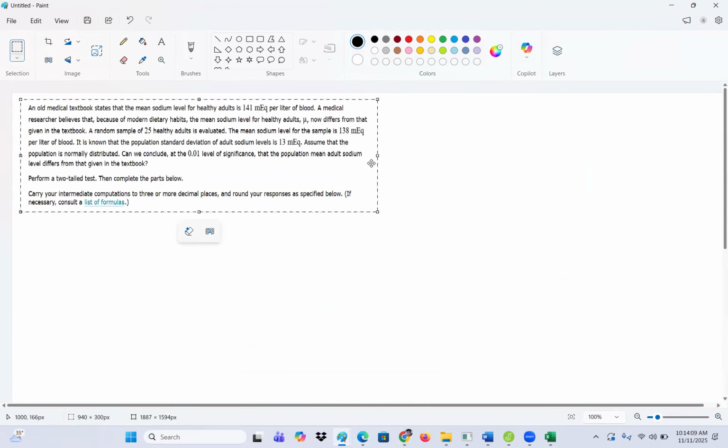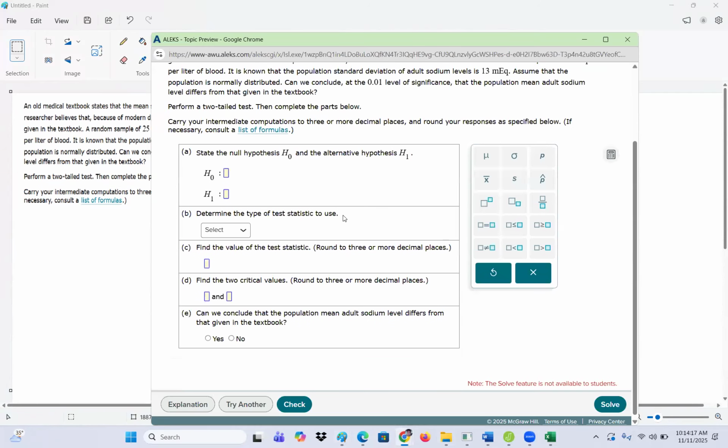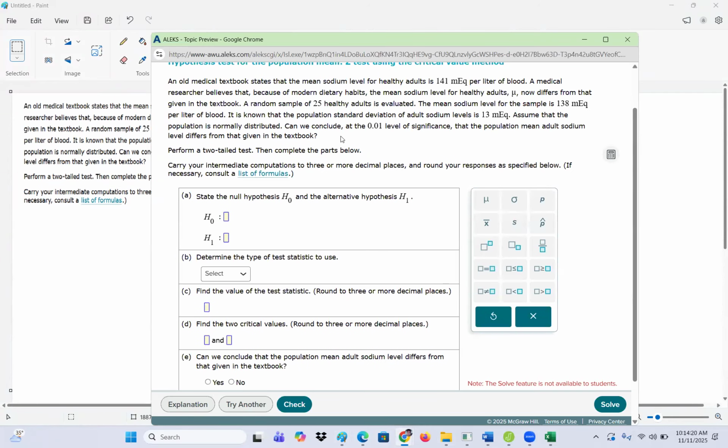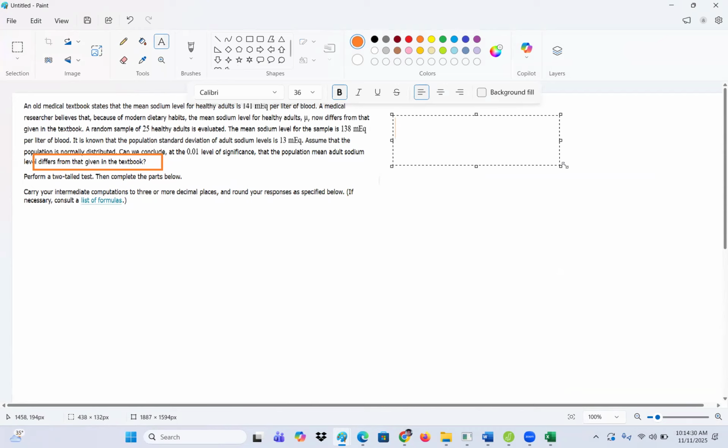It doesn't look so good, but anyway, that's what we have over here, and then we need to set up the hypothesis. It's based on certain keywords. The keyword that we have is "differ." Okay, the word differ. It's going to be two-tail because we have to test whether it's greater or less than, so you have to be on both sides. Okay, two-tail.